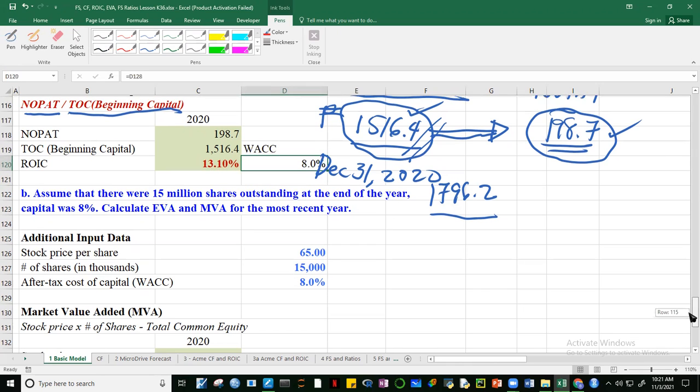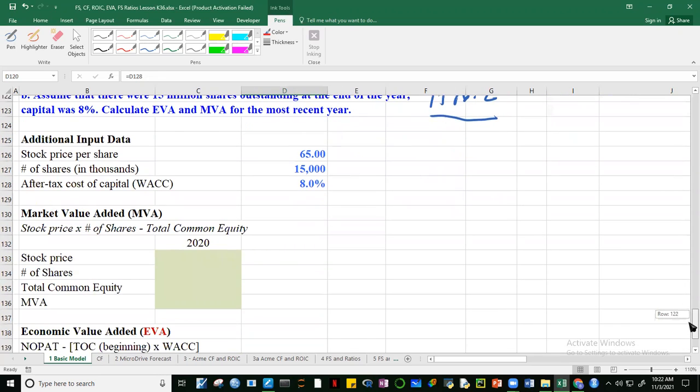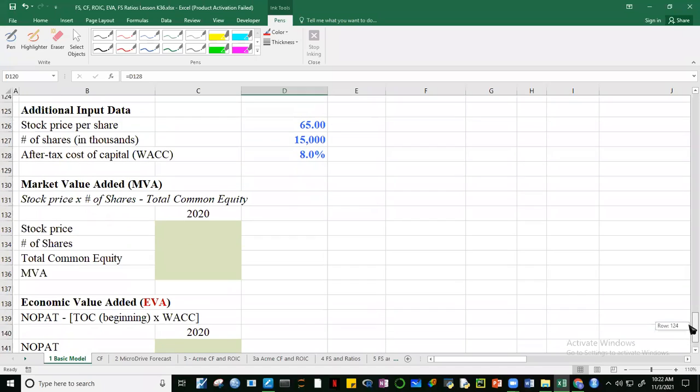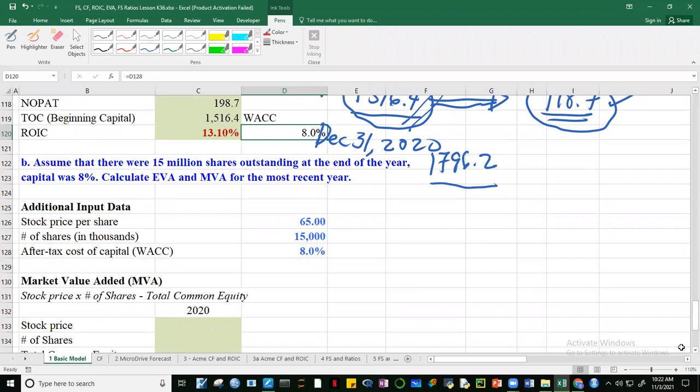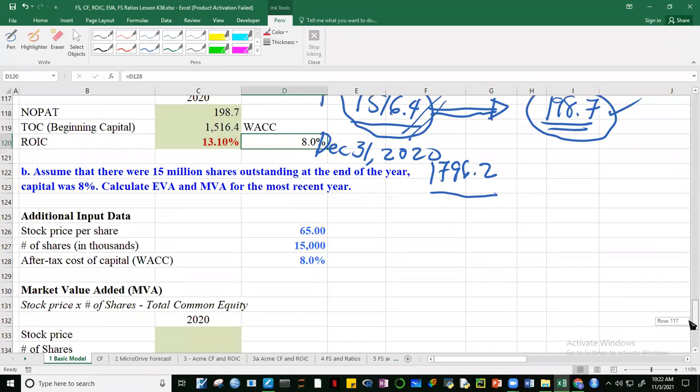Okay, so as to the question, was value created? Yes, value was created because just like IRR, guys, we compare it with the WACC. So is ROIC compared with WACC. So since the return on invested capital was 13.10 and the WACC is 8%, then we say that value was created for the company. Okay, so that's how we answered that question. Value was created for the company because the value of your ROIC is greater than the weighted average cost of capital.